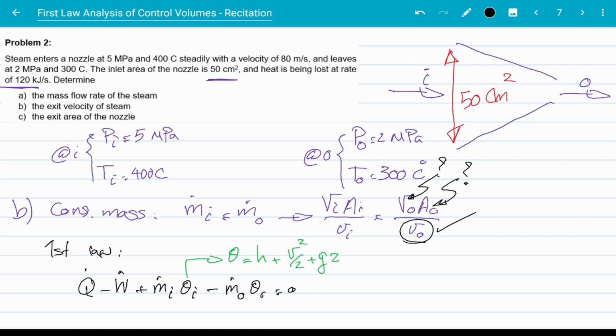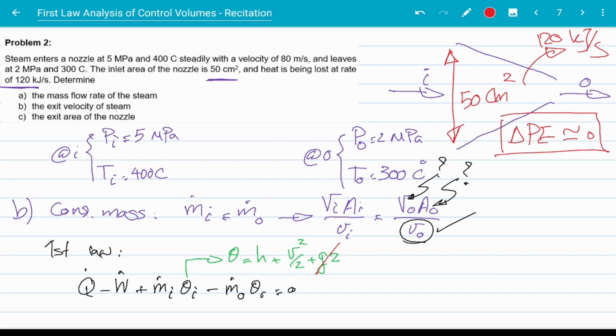Okay? Now in this particular problem, 120 kilojoules per second of heat is lost. We also know that we can neglect the change of potential energy, because there is no change of elevation anywhere, so we can drop this term. And also, this diffuser does not involve any kind of work. There is no boundary work, there is no mechanical work, no electric work, no nothing. So W dot also drops.